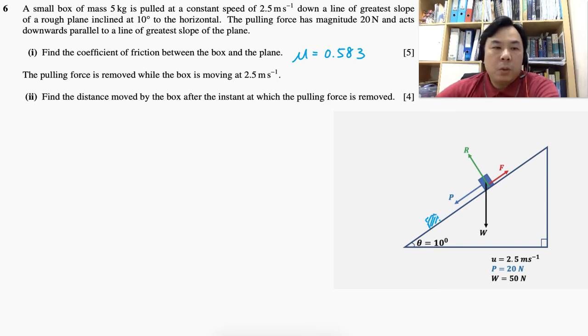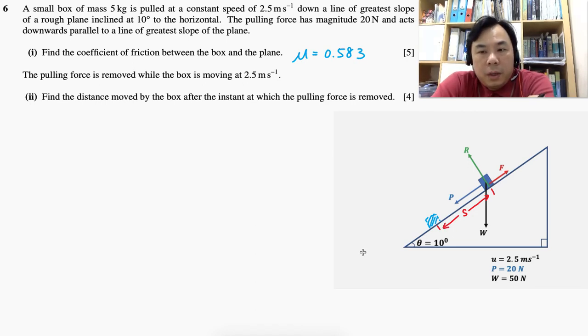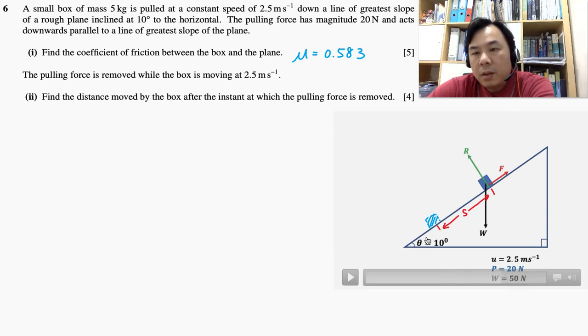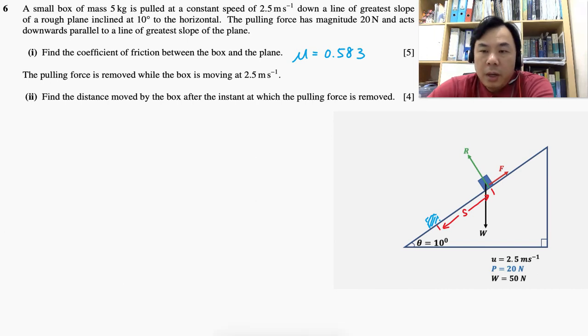All right. So we are interested to figure out how far it has moved between here and here. Let's label that as S. All right, so I hope that is clear. By that time, the pulling force has been removed. You can see that the pulling force has been removed at this instant until it stopped somewhere here.